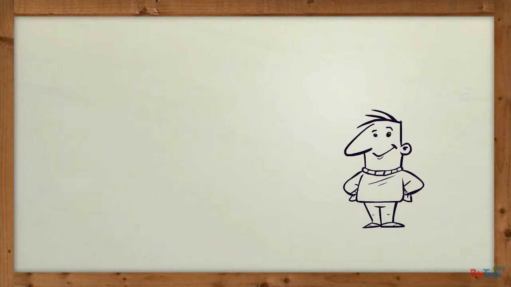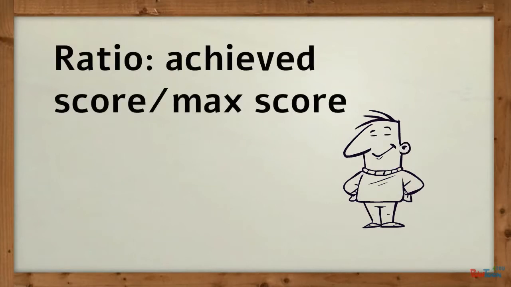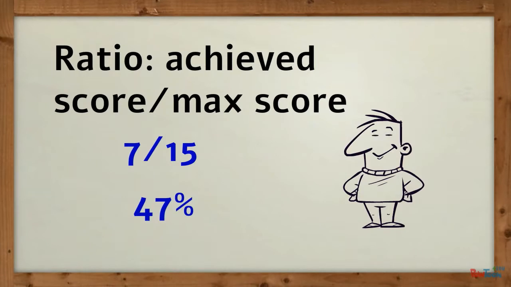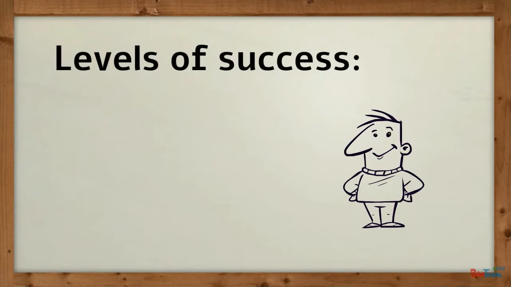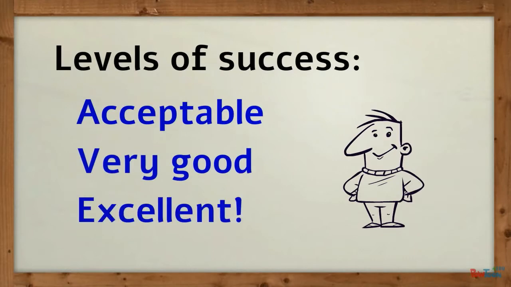More common scales would include a numerical ratio based on a maximum score possible. This can be marked as a raw score, for example, 7 out of 15 points, or it can be converted into a percentage of a ratio, for example, 47%. Different levels of the score can be equated to various levels of success, including acceptable, very good, or excellent. Often, this is consistently determined for the entire program.